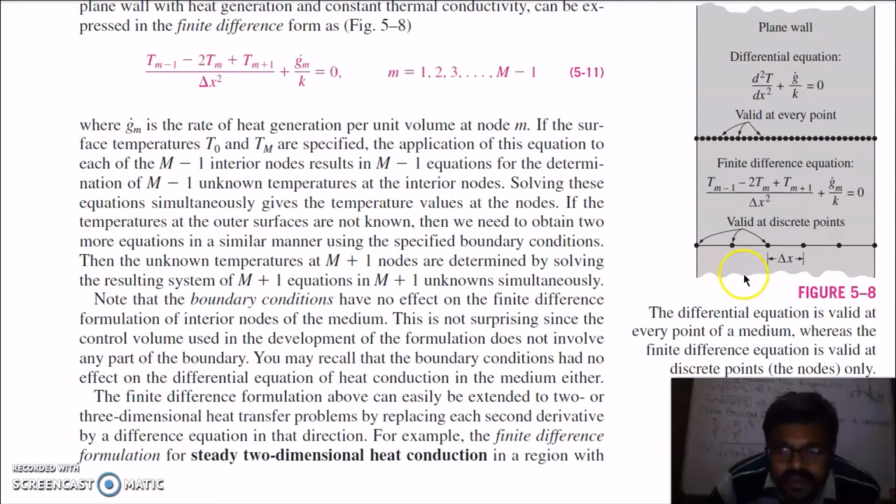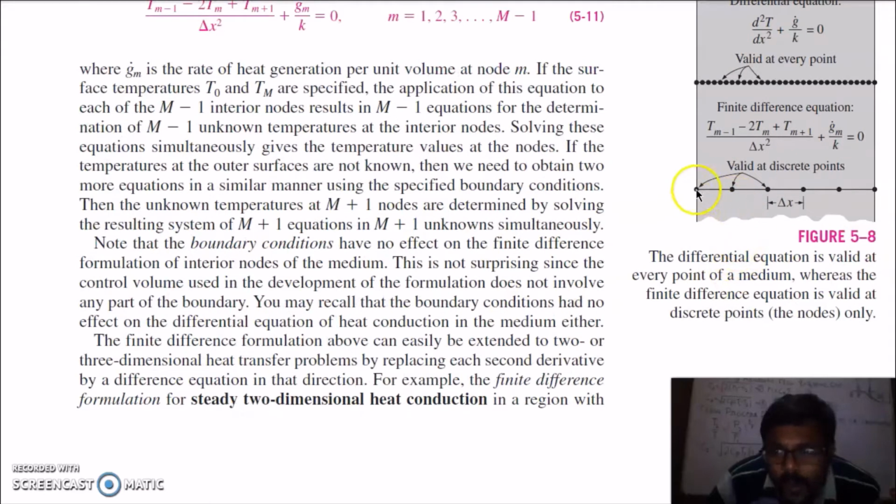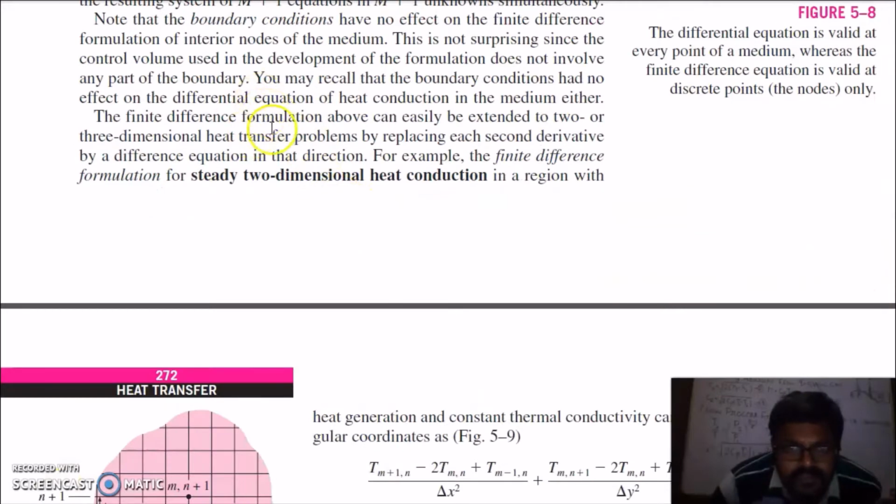So this differential equation will give the results for these points, and it is valid throughout the line. But in this case, the finite difference equation is valid only at a few discrete points. The smaller the value of del x, the more points you can obtain. So that is for one dimensional.